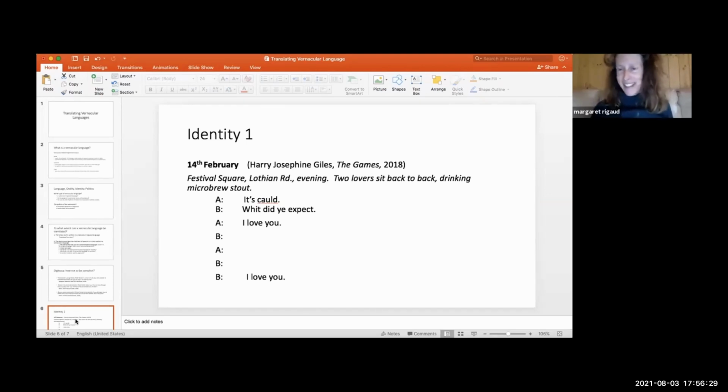Again, I would rather not have to read this because it plays on the contrast between the Scots English and English English. So one character says it's cold, and we have this C-A-U-L-D transcription that really brings to life the accent as much as the language. And then, what did you expect? Again, same thing. And then the contrast with I love you in plain English. So obviously what this writer is doing here is playing on that contrast. As a translator, you're going to have to find a way to do that. And possibly one way you could do it is to try to use a slightly phonetic rendition of French. That would be one strategy.